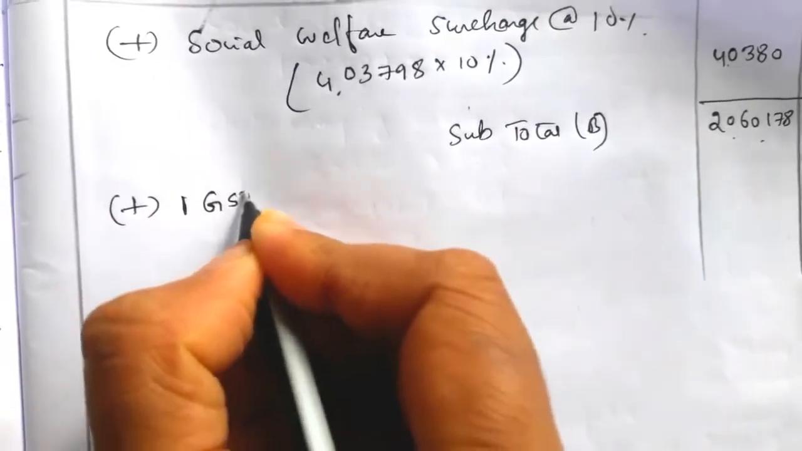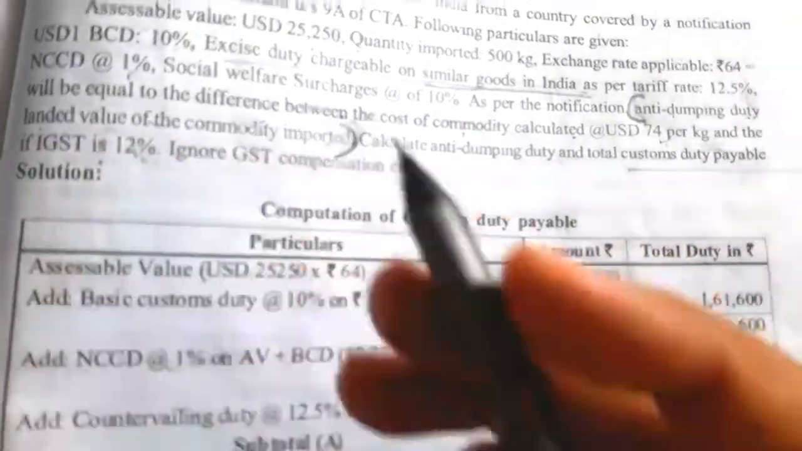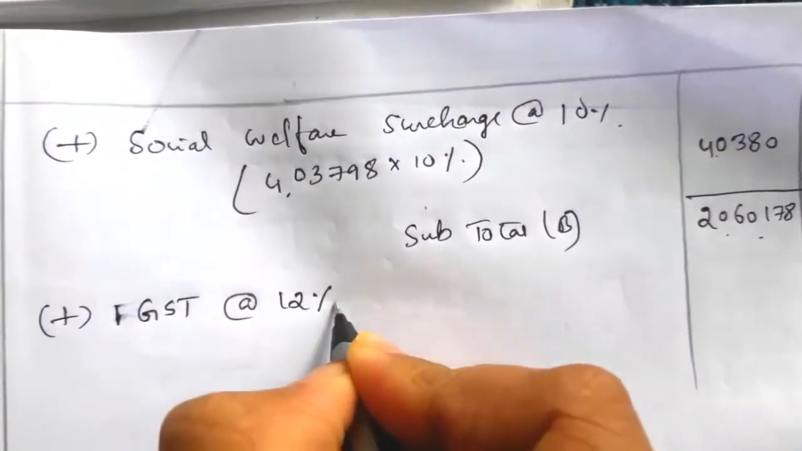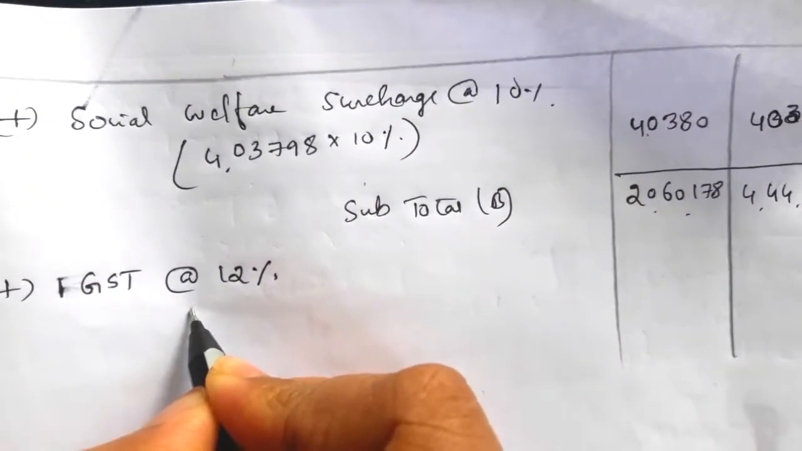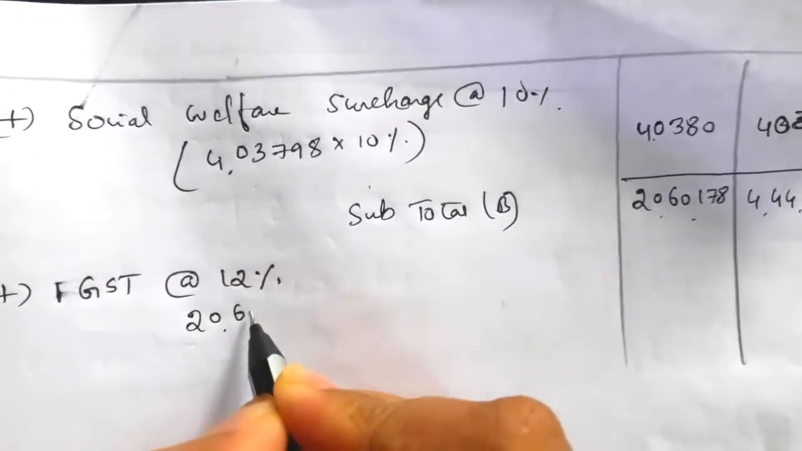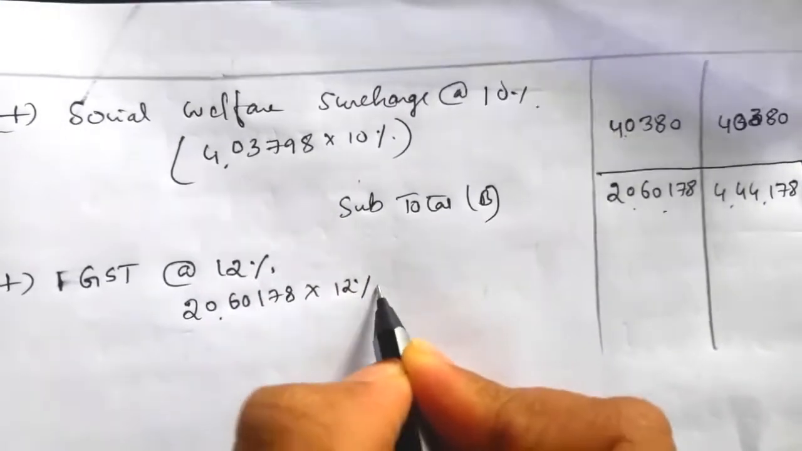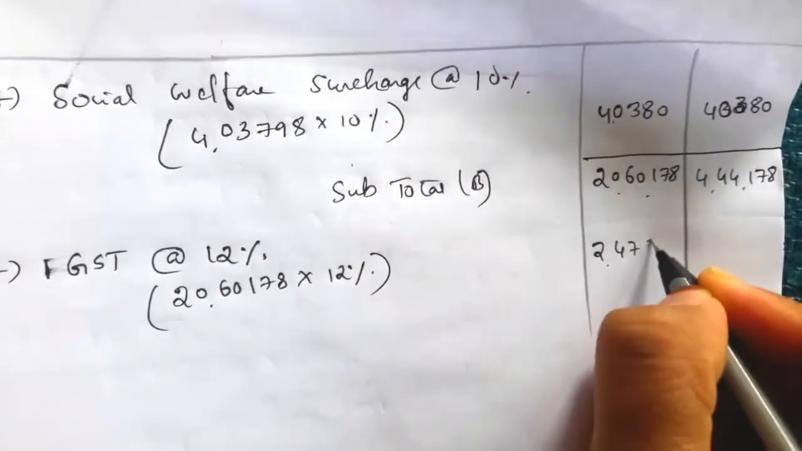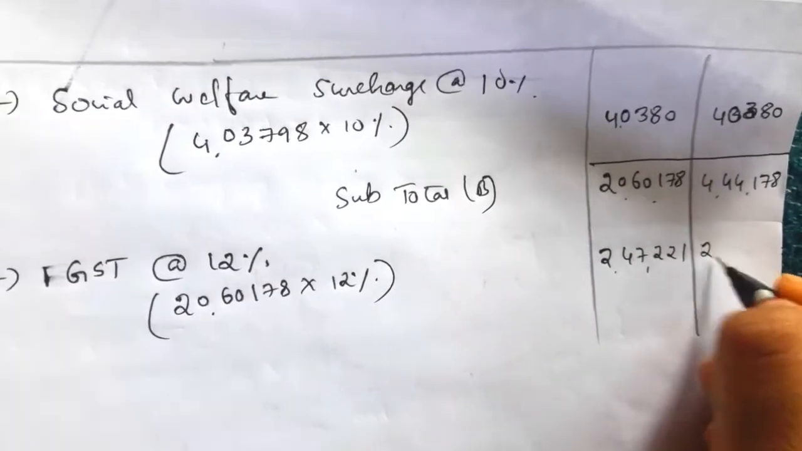As per rule we have to take IGST. The IGST rate is given in the illustration, that is 12%. So IGST at 12% is calculated on subtotal B. So that is 20,60,178 into 12%, which is equal to 2,47,221.